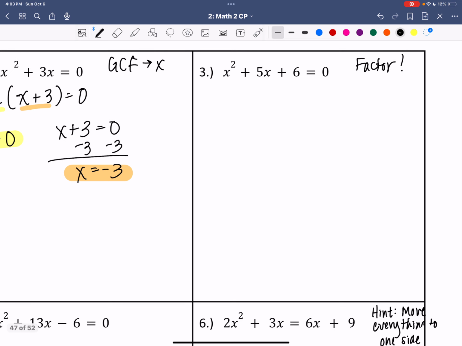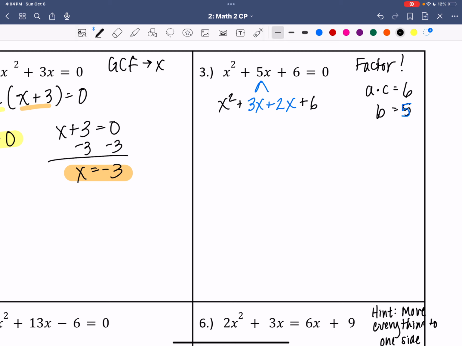And in this case, you need to think, well, the a is 1, so 1 times 6 is 6. So a times c equals 6, and b equals 5. There's no GCF, so we just have to do this. So what I'm going to do is split the b into 3 and 2, and then bring down the rest.